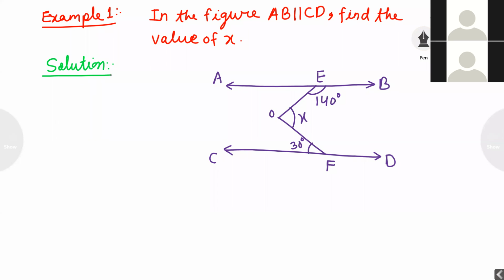Listen carefully, students, how to solve this question. Firstly, I want to do construction. I have assumed this angle is 2 and this angle is 1. Now angle 2 directly I can say is equal to 30 degree. Why? Alternate interior angle. Z is forming.